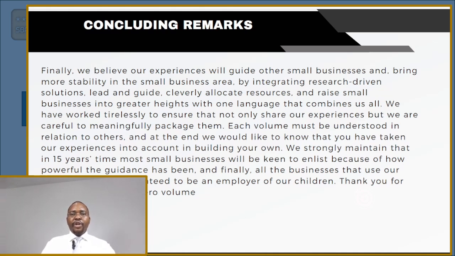And finally, all businesses that use our advice must be guaranteed to be an employer of our children. All right. Well, we're not saying keep your business if you don't want to keep it, but all we're saying is that in the event you want to sell your business, sell it. But circumstances must not force you to sell a business because of lack of knowledge. And when there's lack of knowledge, we want to be there for you to understand some of the things.